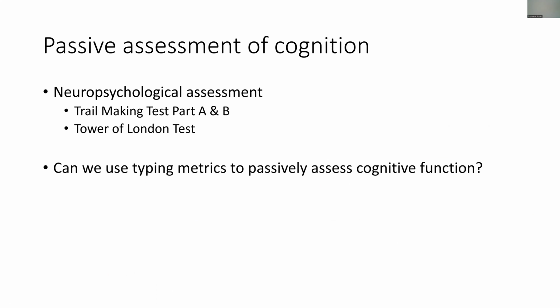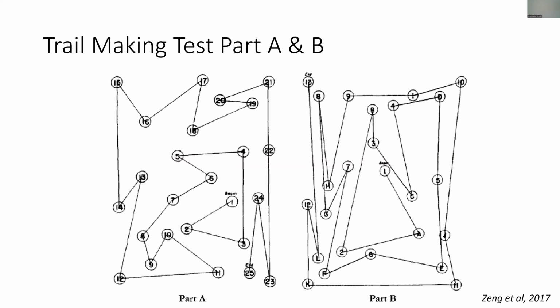And we wanted to ask the question whether these typing metrics were associated with aspects of cognition as well as mood. And here's the trail making test as an example. So basically it's a connect the dots task where you either connect numerical dots sequentially, or you alternate between letters and numbers for part B. And these are tests of processing speed and executive function.